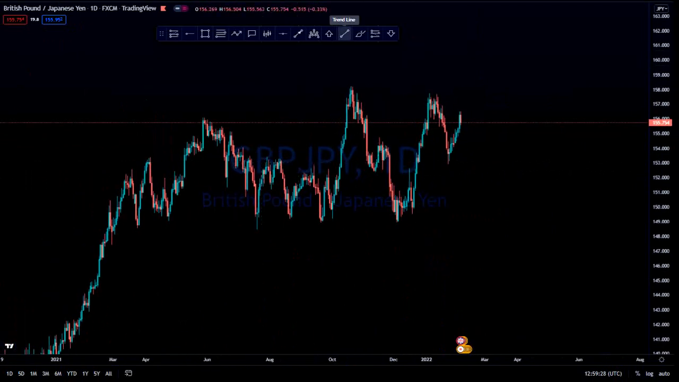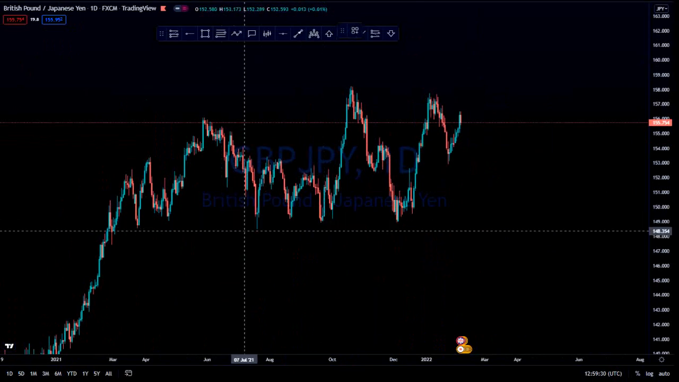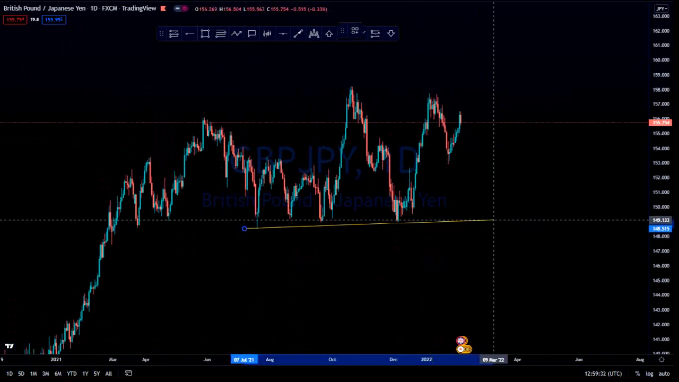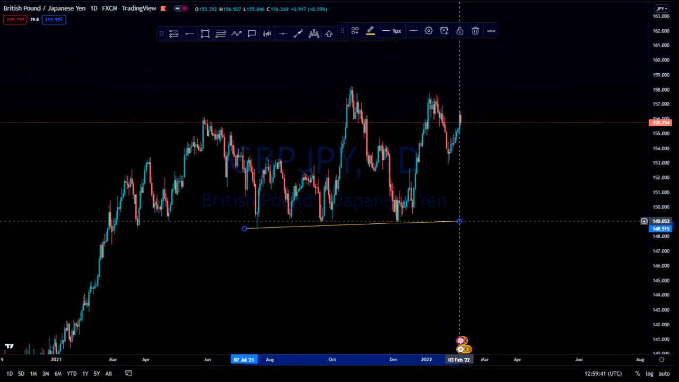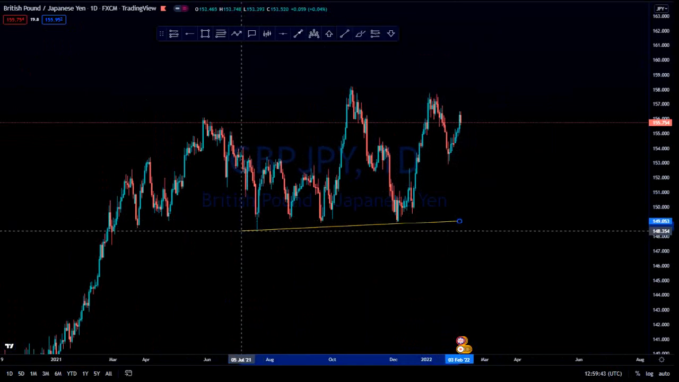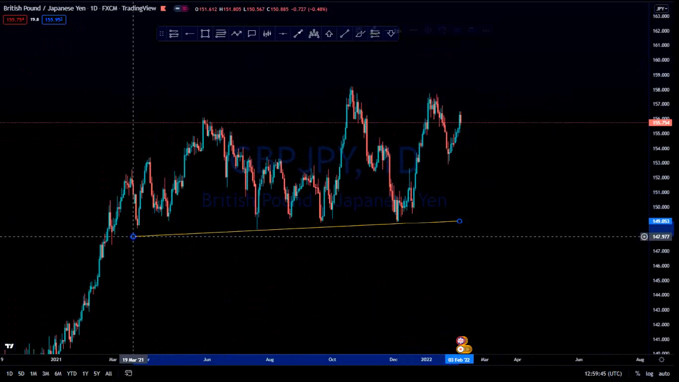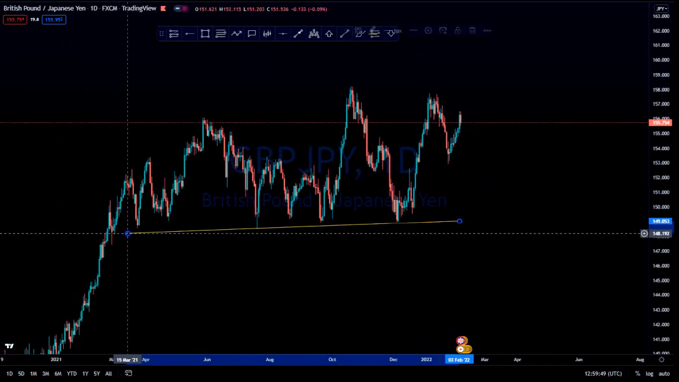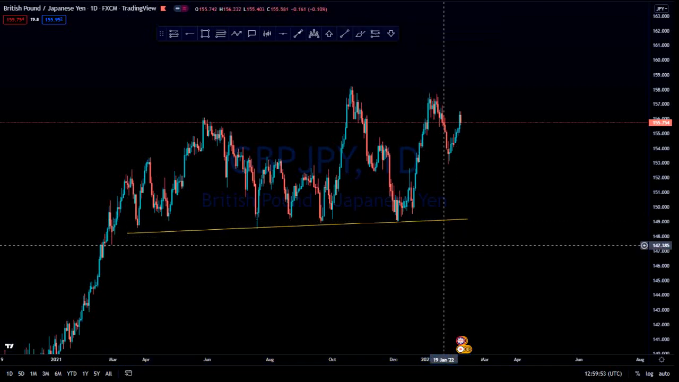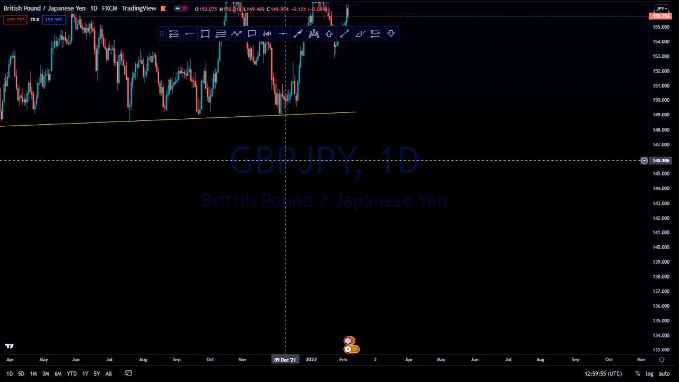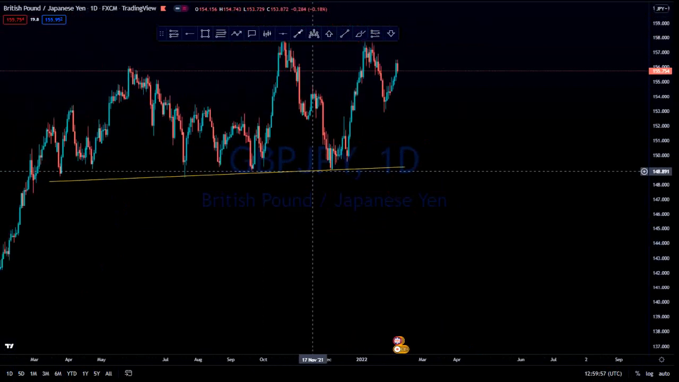So firstly, what I do from a daily time frame, I identify my structure. This is my structure. It looks like this. Then I'm gonna extend this trend line. This is my structure. This is what I have. Come back here.